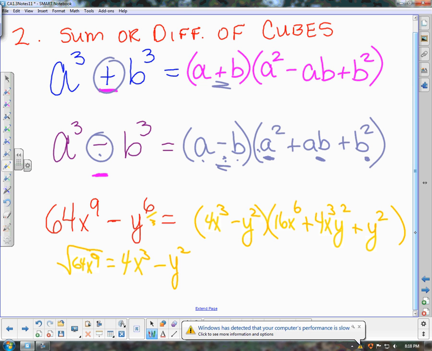So now the thing that would happen if this turned into a plus sign here and you had to factor it, nothing would change here except that would turn to a plus and that would turn to a minus.